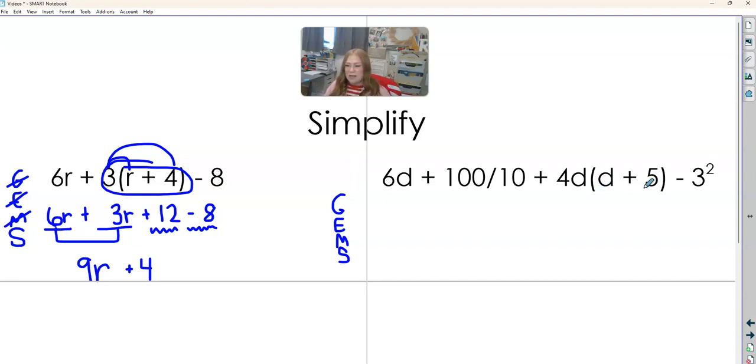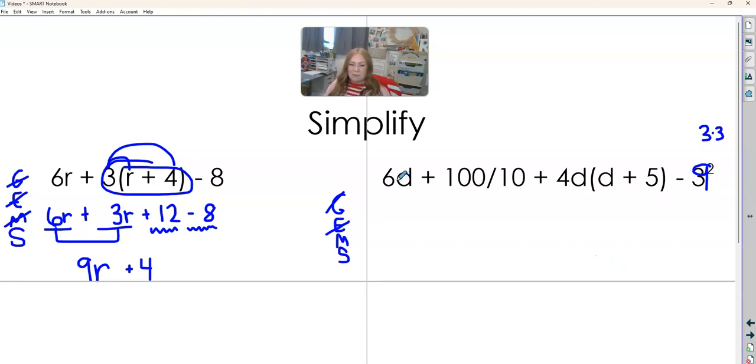So we have this group, but I can't put d's and 5's together. Done. Okay, so now we have an exponent here, 3 squared. That means 3 times 3. 3 times 3 is 9. So instead of writing this whole thing again, you can just erase this 3 squared and put 9, just so you don't have to write that big long problem again. So our exponents are done.